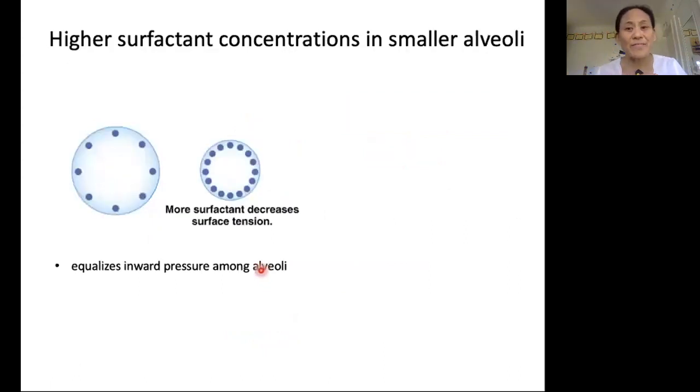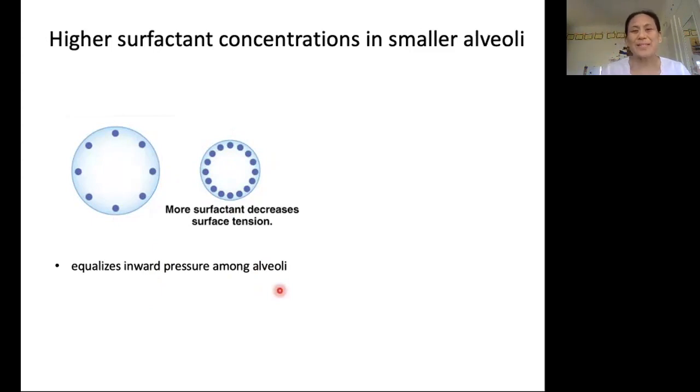It turns out we have a very nice solution to this problem. We naturally put more surfactant into our smaller alveoli than into our larger alveoli. That way we end up equalizing the pressure across our alveoli so that they all have the same tendency. Basically, they all have the same compliance.